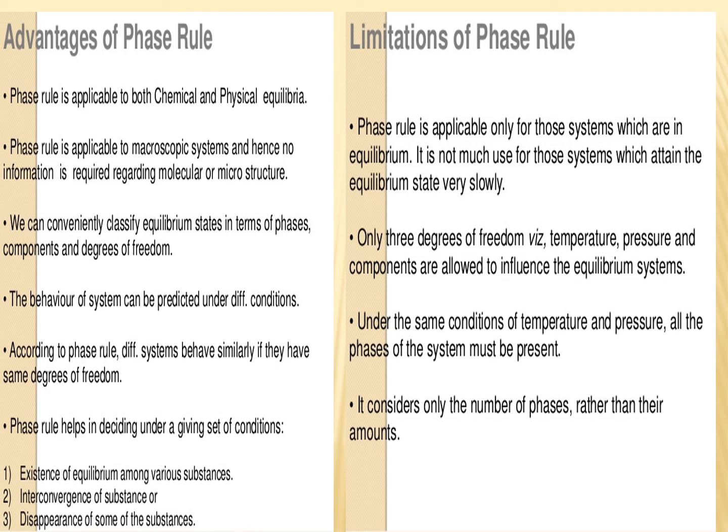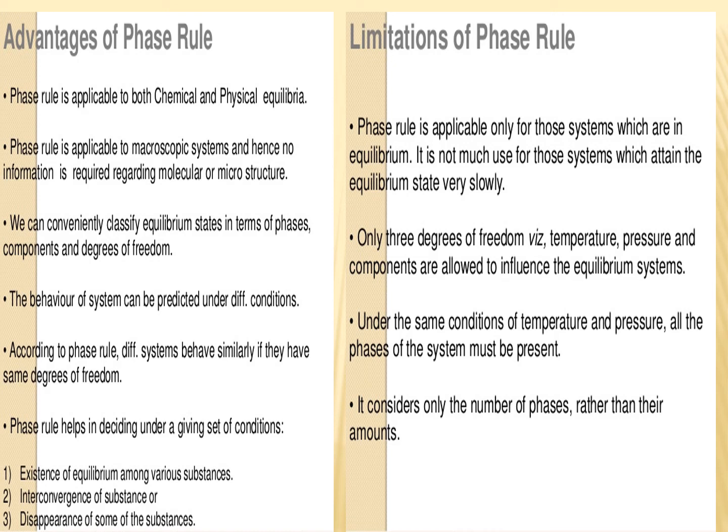So, advantages of phase rule. Phase rule is applicable to both chemical and physical equilibria. Phase rule is applicable to macroscopic systems and hence no information is required regarding molecular or microstructure. We can conveniently classify equilibrium states in terms of phases, components and degrees of freedom. The behavior of a system can be predicted under different conditions.